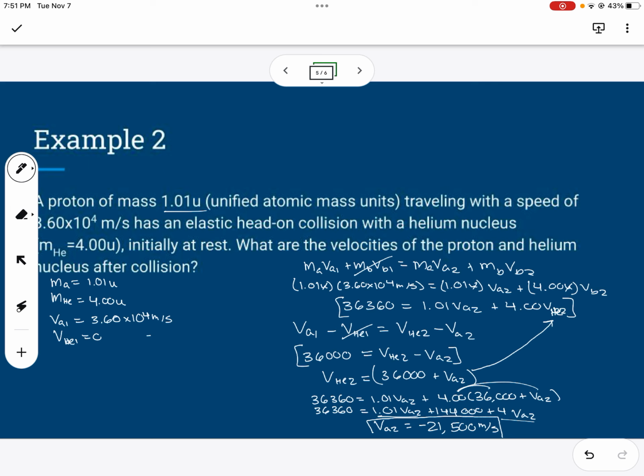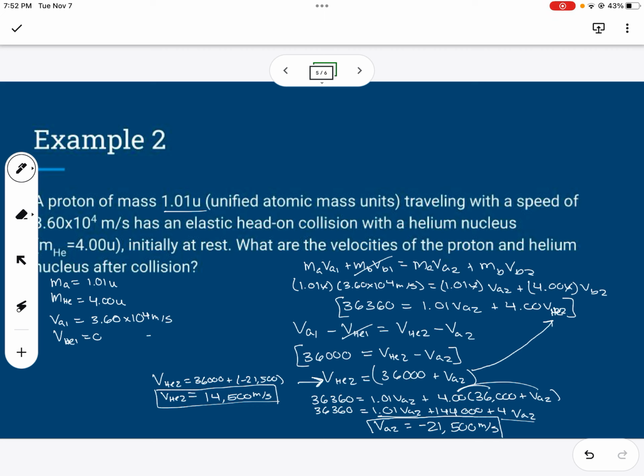Once again, pause, make sure the math works out for you, okay? I did the setup here. I just skipped a couple of steps at the end there. I trust your algebra skills. I know you can do algebra. We should get a negative 21,500 meters per second for VA2. At this point, I need to find VHE2, so let's use this equation over here. VHE2 equals 36,000 plus what we just found, negative 21,500. VHE2 is going to give us 14,500 meters per second. And that is the answer to this problem.